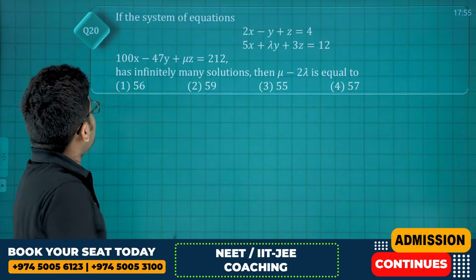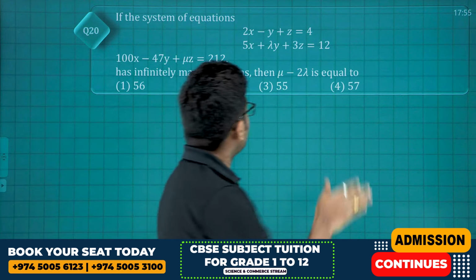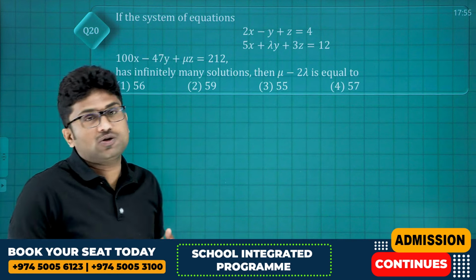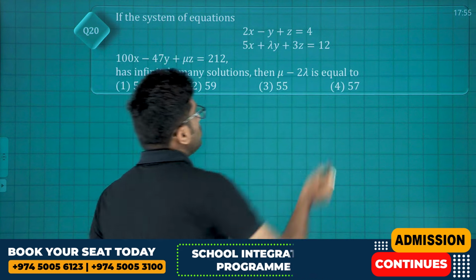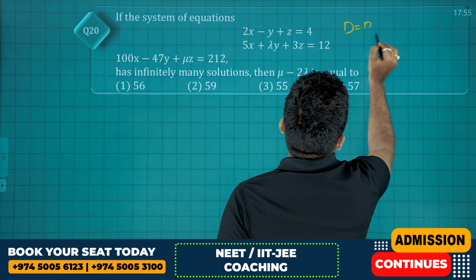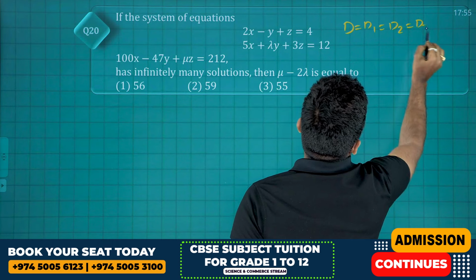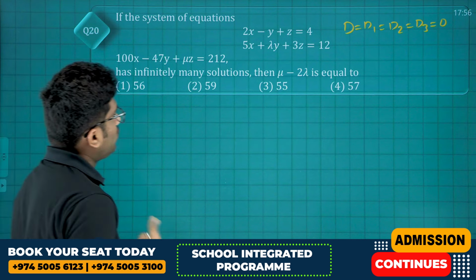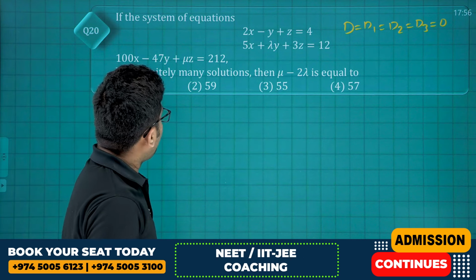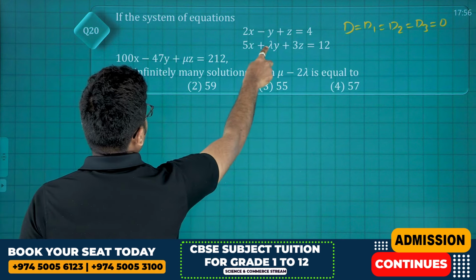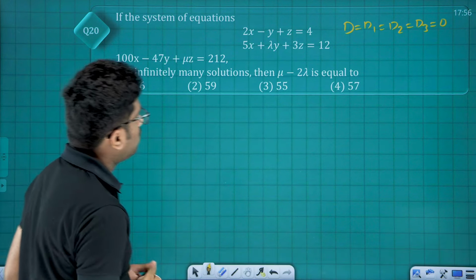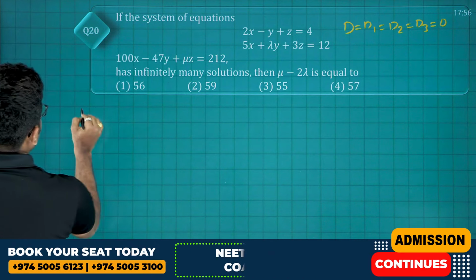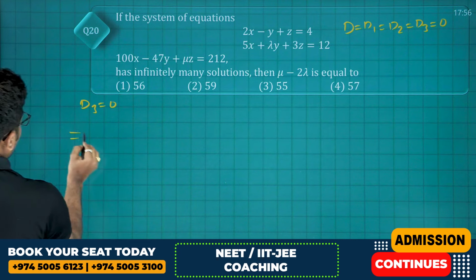Next question, friends. In this question, the system of equations 2x minus y plus z equals 0 and so on is given, and they inform us that it has infinitely many solutions. Infinitely many solutions means D equals D1 equals D2 equals D3 equals 0. All of them are equal to 0. Now first, what do you take? If I take D1, we will be having lambda and mu, two unknowns, not good. Instead we take D3 equals 0.